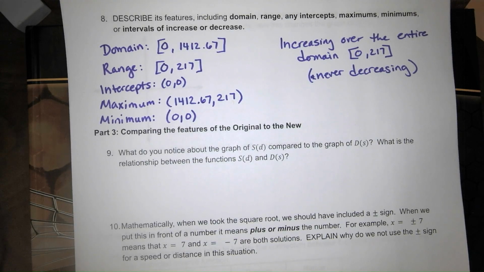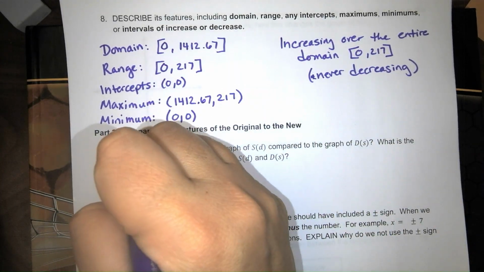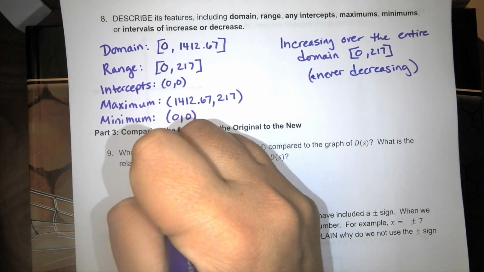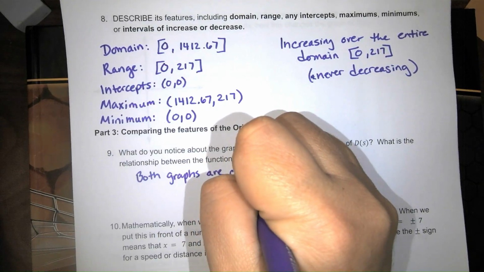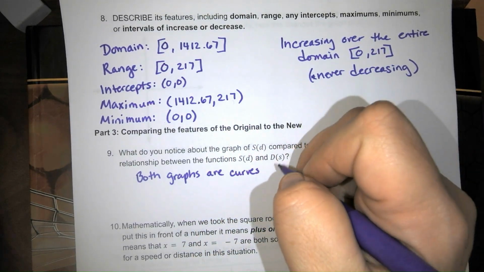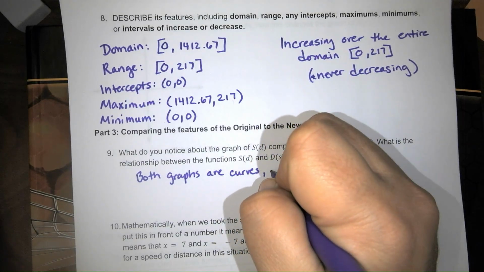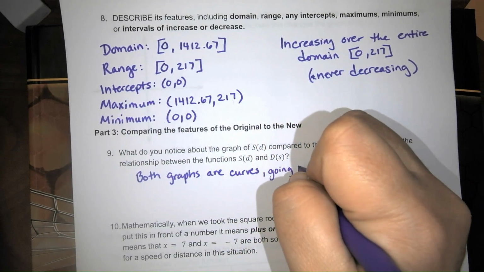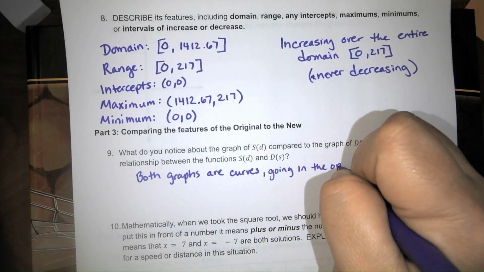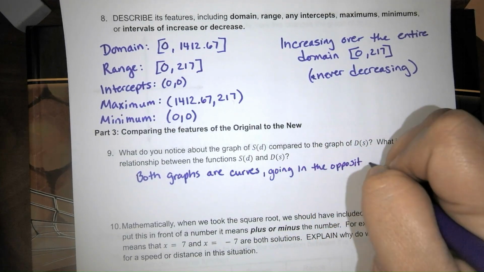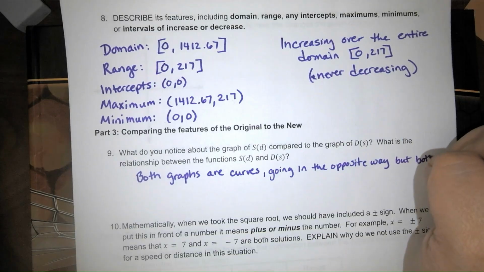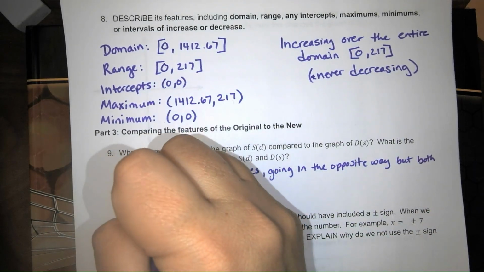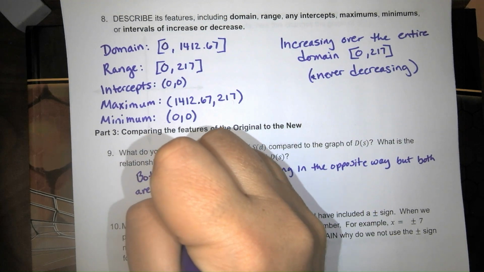So here are some things that I came up with. Both graphs are curves. They're kind of going in the opposite way, I don't know if you noticed that, but both are increasing. So they're just increasing differently.